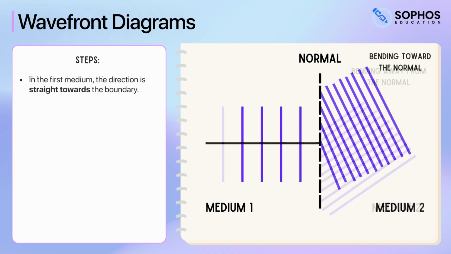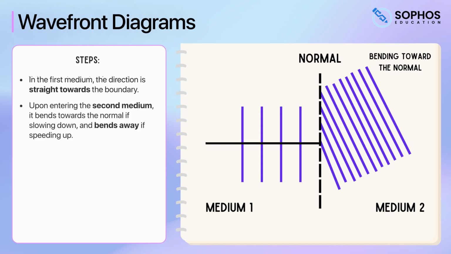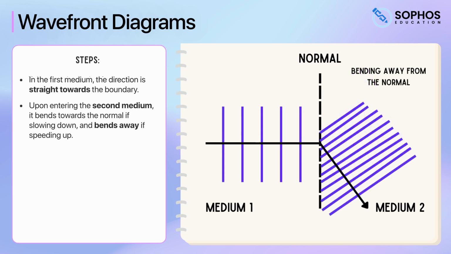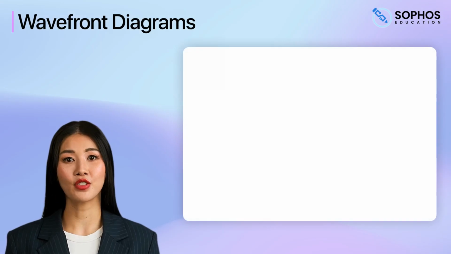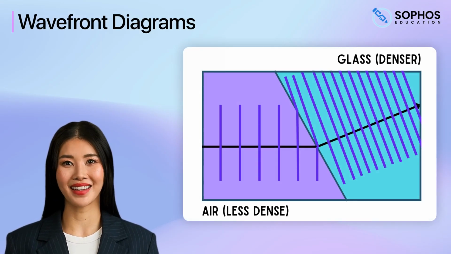In the first medium, the direction is straight towards the boundary. Upon entering the second medium, the direction changes according to the refraction rules. We know it bends towards the normal if slowing down, and bends away if speeding up. Wavefront diagrams are a powerful visual tool that can help us better understand the subtleties of refraction.